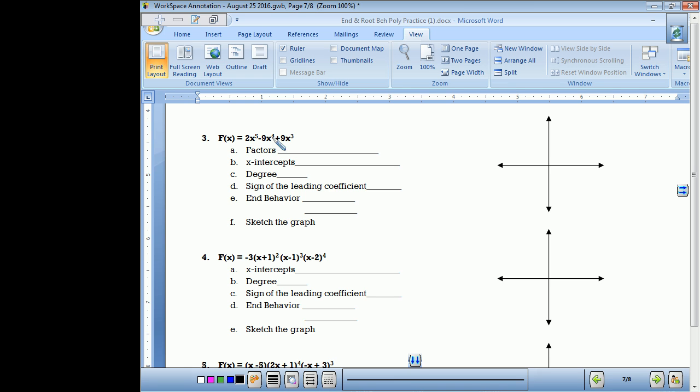So what's the one here? I wrote it right here. We identified our roots. We talked about whether it passed or bounced.